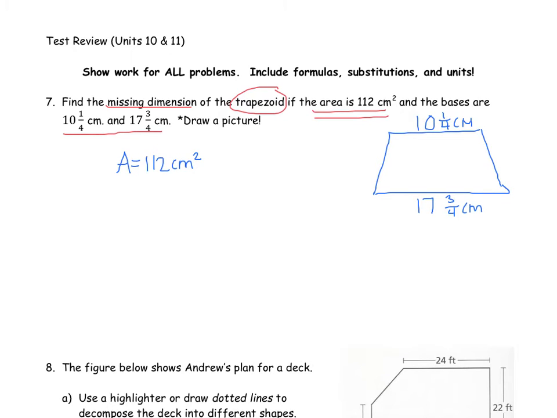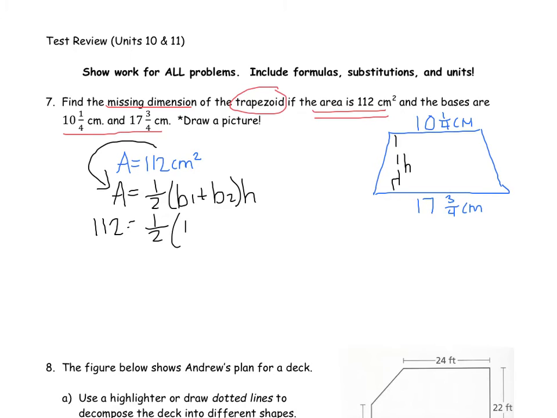Now, what is the missing dimension? Well, what's missing is our height. So that can be your x or your h for height. I'm going to write the formula for the area, and then I'm going to substitute in all of my known values. So since the area is 112, I'm going to substitute that in for A. Base 1 is 10 1/4, base 2 is 17 3/4, and I'm going to just keep it h since I'm trying to find what that's going to be.